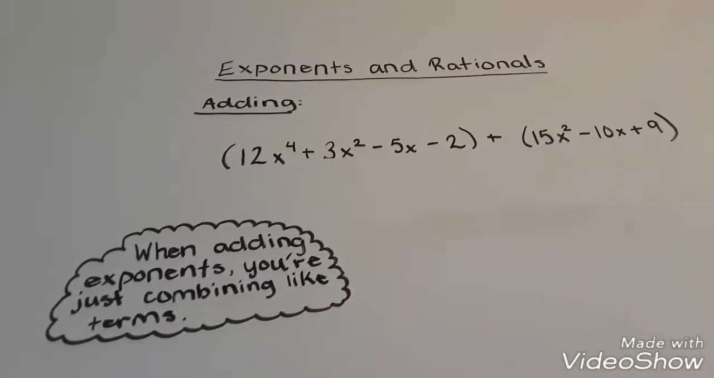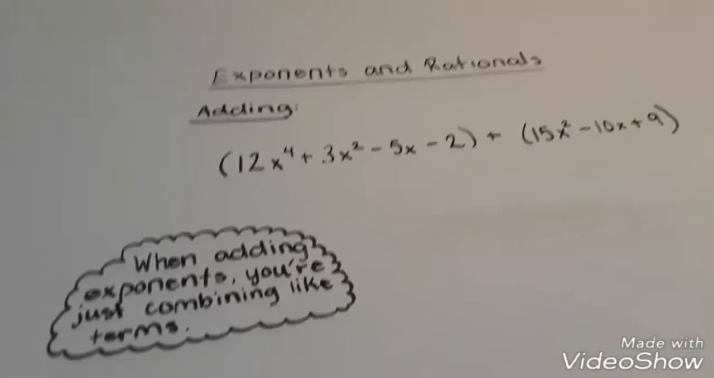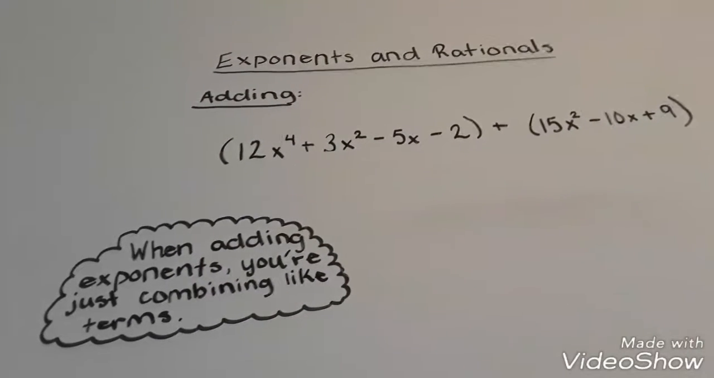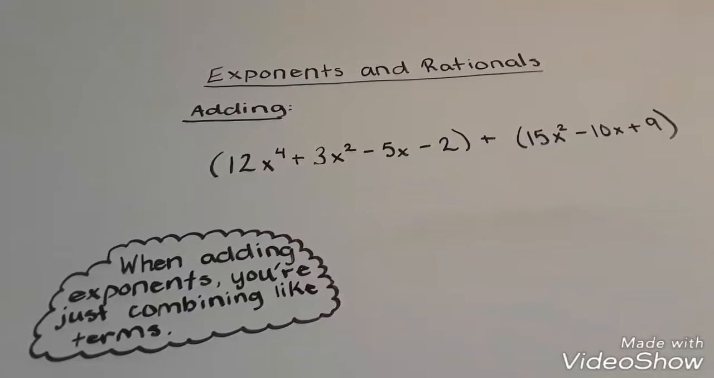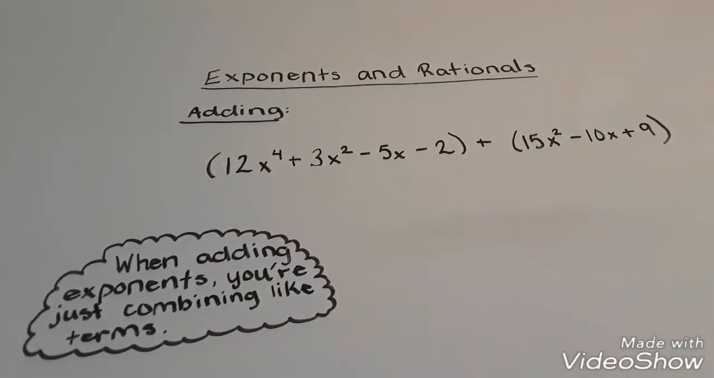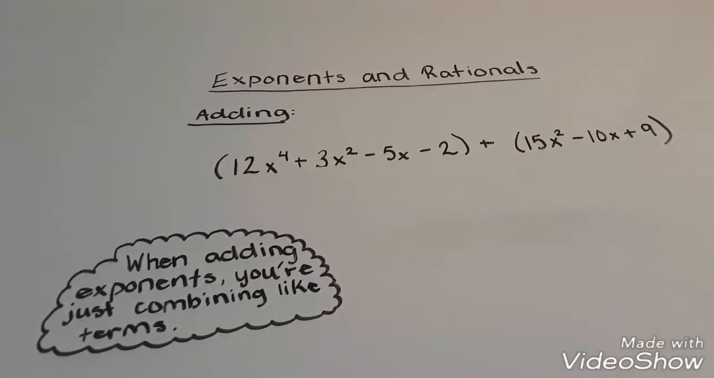Hello guys, today we're going to be adding exponents. Here we have the equation 12x to the fourth power plus 3x squared minus 5x minus 2 plus 15x squared minus 10 plus 9. So what do you do when you're adding exponents?